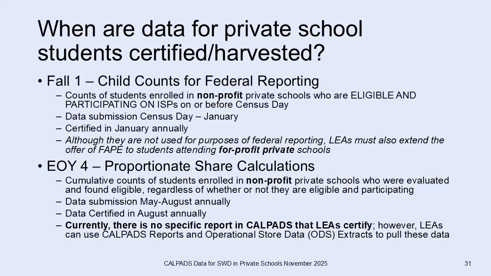Then end of year 4 is when we take the data for proportionate share. Or, you're required to certify the data for proportionate share. And that represents, again, students who are enrolled in nonprofit private schools who are evaluated and found eligible, even if they're not participating. The window opens in May, and you certify those data in August.